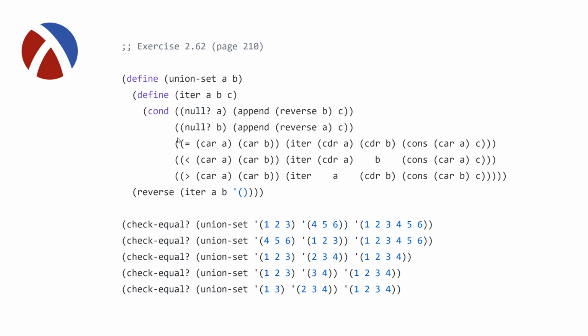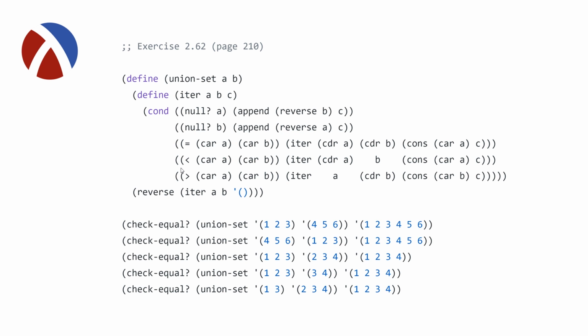Otherwise, we have these three clauses. The first one is that if the first element of A is equal to the first element of B, then we cdr down both our sets A and B and then cons that element to C. The next condition is that A is less than B.